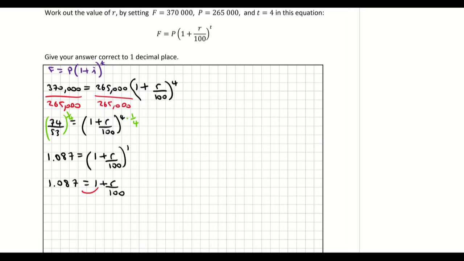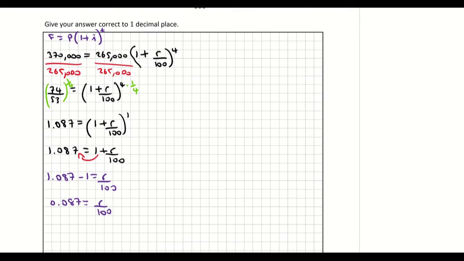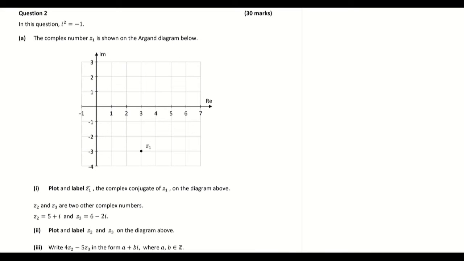Next thing I want to do is subtract 1 from both sides to get rid of that 1. So that's going to be 1.087 subtract 1 is equal to r over 100. Taking them away will get you 0.087 equals r over 100. And I have a fraction equal to a decimal, so multiply across by 100 or put it over 1 and cross multiply. So r multiplied by 1 will get you r, and 0.087 multiplied by 100 will get 8.7%. And the question wanted it to one decimal place, so that is fine. So that's question 1 finished.